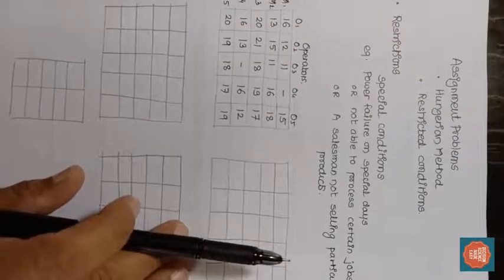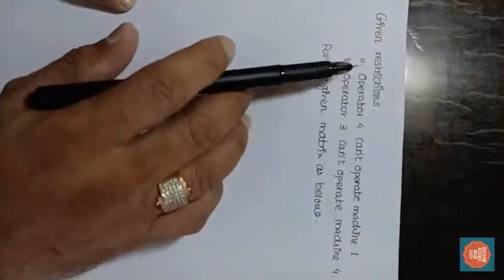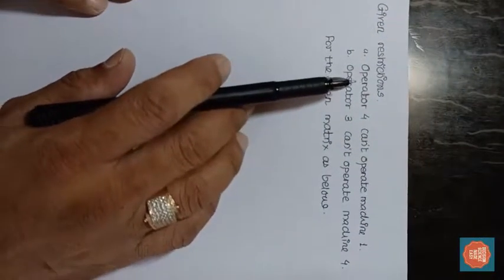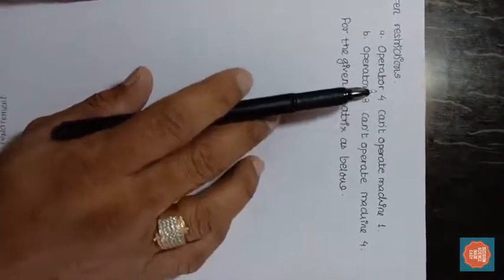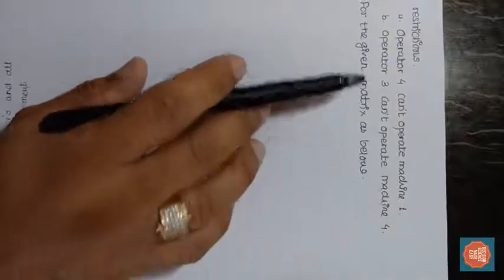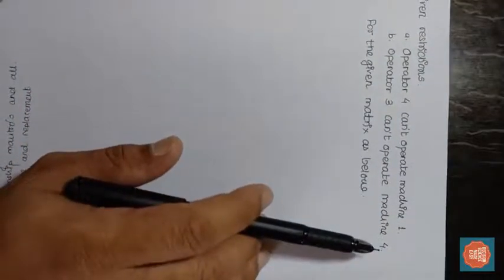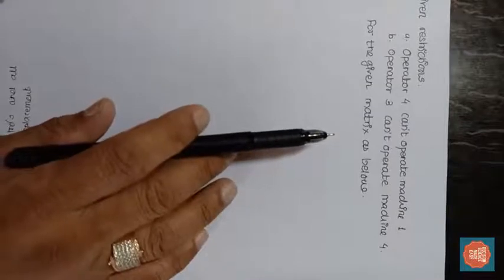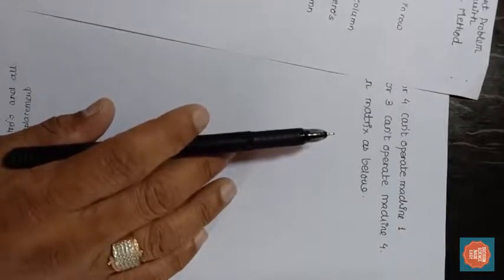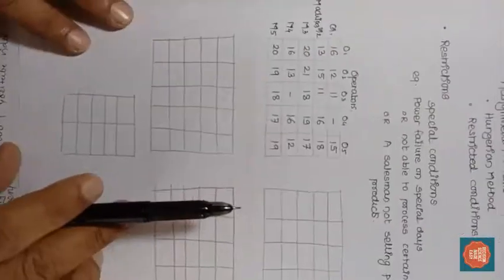Suppose there's a problem given wherein the restrictions are given as: operator 4 cannot operate machine 1 and operator 3 cannot operate machine 4, and you have to find out the minimum cost for the given problem. Let's solve it. Now this is the problem given.